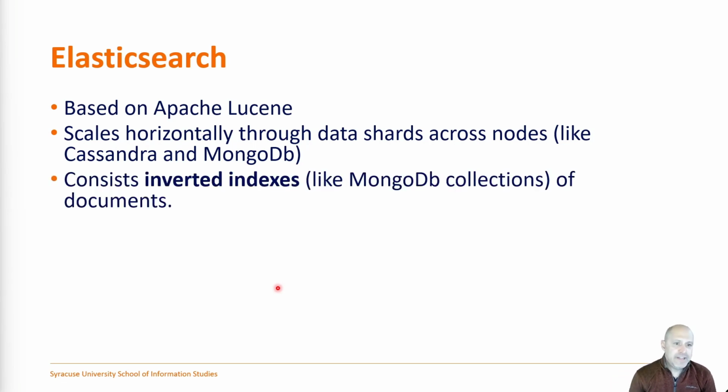It consists of inverted indexes. So think of like a MongoDB collection, but everything that's in the collection is a searchable term. So that's the beauty of an inverted index. It does not discriminate as to what is indexed. All of it is indexed. And so therefore, you have unlimited power to search by any little thing that you want to search for.